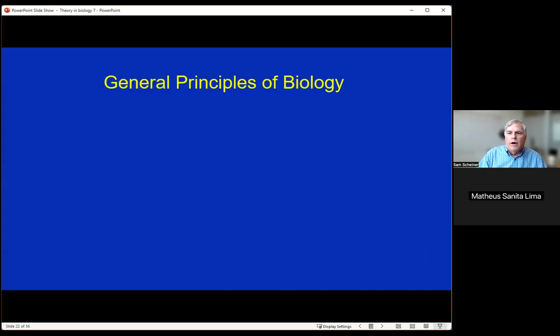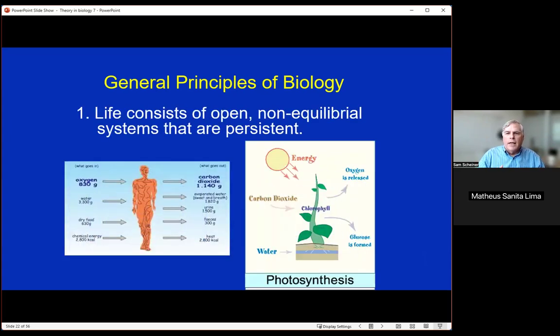So here they are for a theory of biology. Now I'm going to give you the 10 background principles, assumptions behind which we can fit all of our biological knowledge. The first principle is that life consists of open, non-equilibrial systems that are persistent, right? As individuals, we persist from moment to moment, and also life persists on Earth over geological eons. So the persistence can be over short time periods but also over long time periods. That is what defines life, and it is the central principle of biology, understanding that.